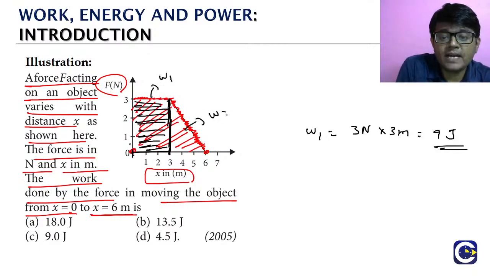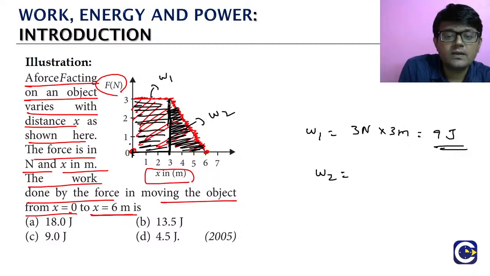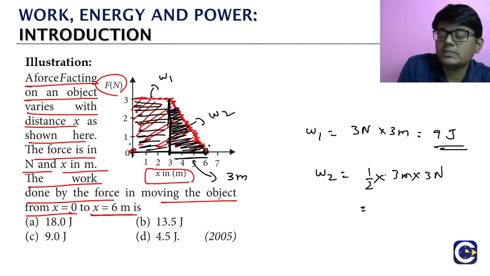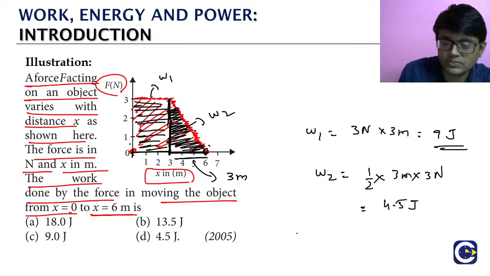Now look at the second part. Second part is this triangle, right? What is the work in this case? What is the height of the triangle? Same, 3 newton. What is the base here? 3 to 6 means what is the base? 3 meter. What is the area of the triangle formula? Half into base into height. So how much is it? 3 3s are 9. 9 by 2 is what? 4.5 joules.